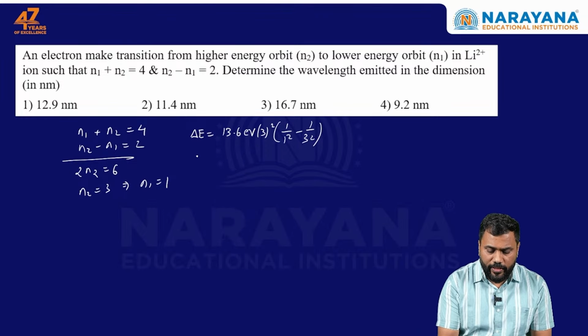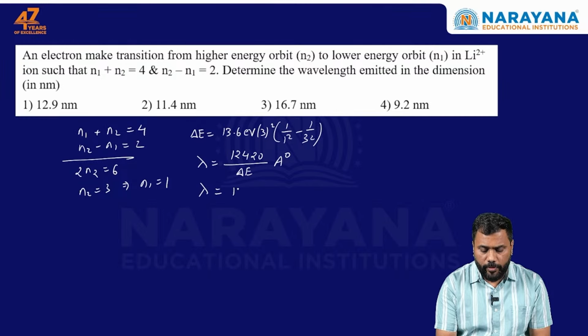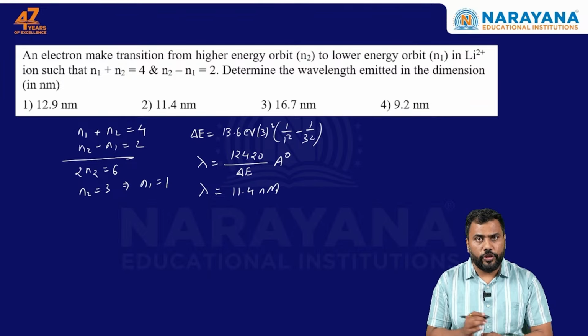The photon wavelength we will get by the relationship, it is 12,420 divided by energy, and this will give you a wavelength in angstrom. If you put the value of energy difference here, the wavelength that we are able to get is 11.4 nanometer. I am removing the calculation part for reducing the length of this video.